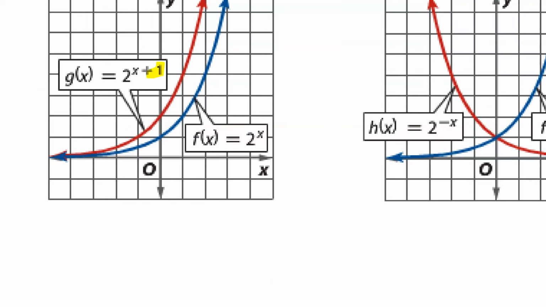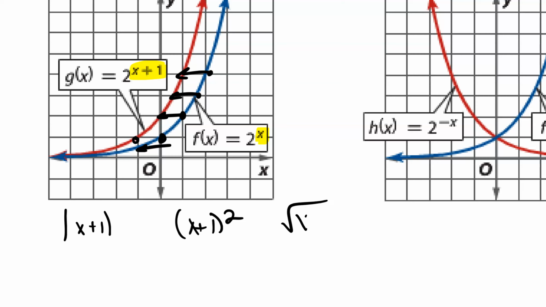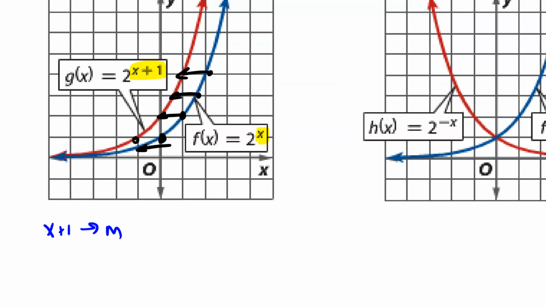So here you can see we have the x plus 1 versus x. If I take a certain point, everything is being shifted left by 1, left by 1, left by 1, left by 1. Because remember, if we had something like absolute value of x plus 1, or (x plus 1) squared, or square root of x plus 1, all of these are horizontal transformations. All right, they all are horizontal translations left. So this is where we have horizontal movement. The x plus 1 is movement to the left.